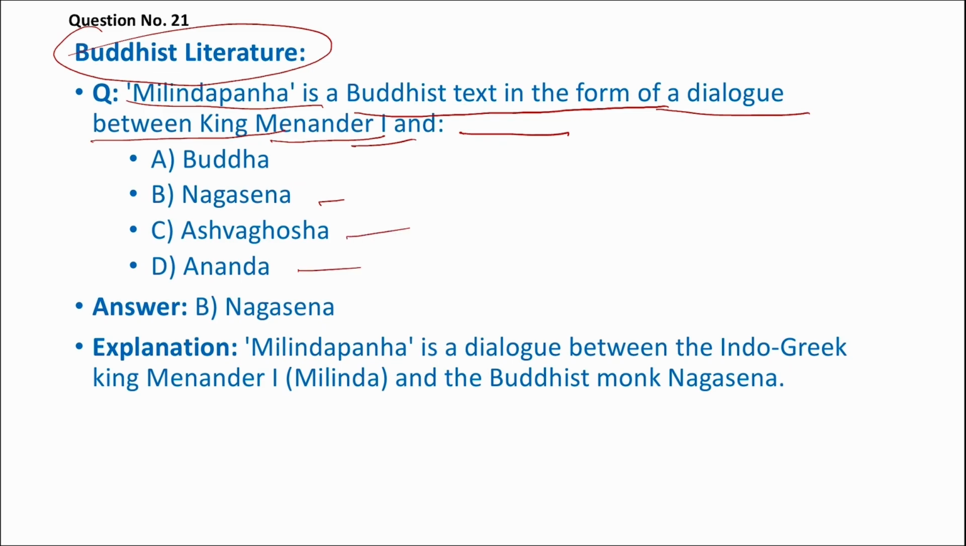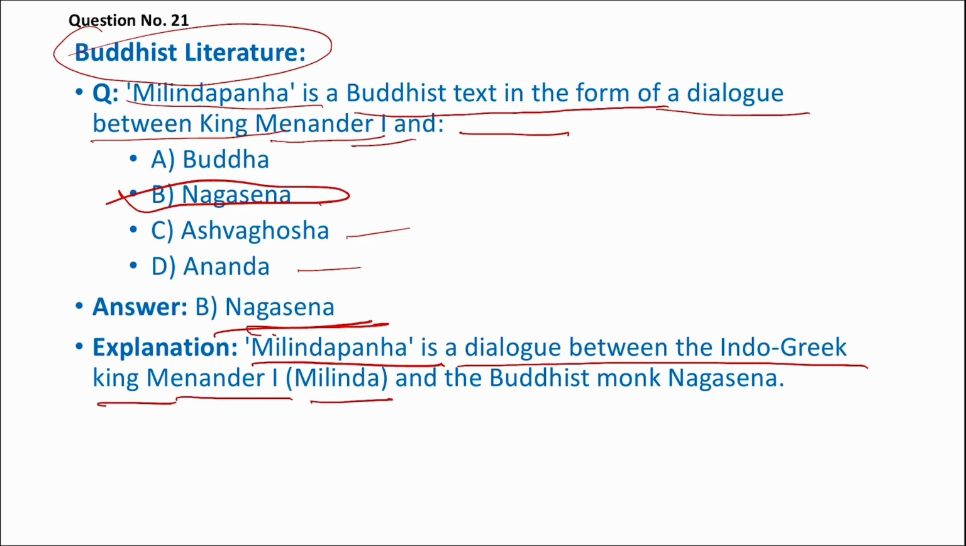Ananda. So this Milinda Panha is a Buddhist text in the form of dialogue between the king Menander I and Nagasena. So Nagasena is the right answer. Milinda Panha is a dialogue between the Indo-Greek king Menander I, or Milinda, and the Buddhist monk Nagasena. So B is the right answer.